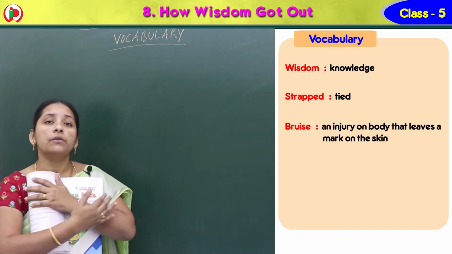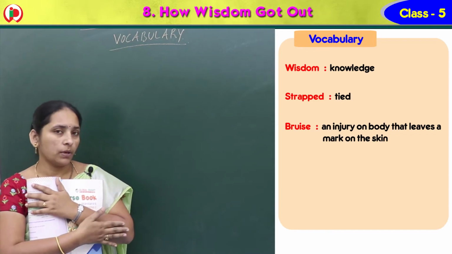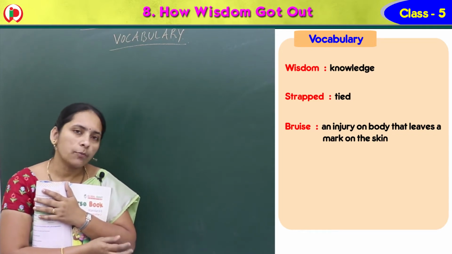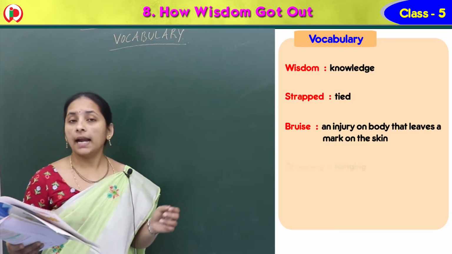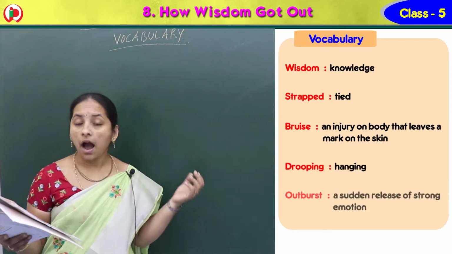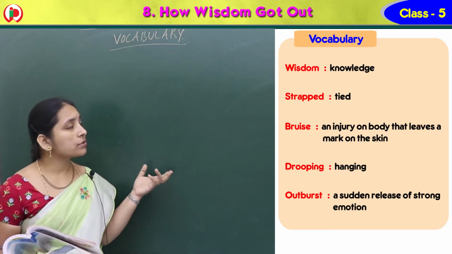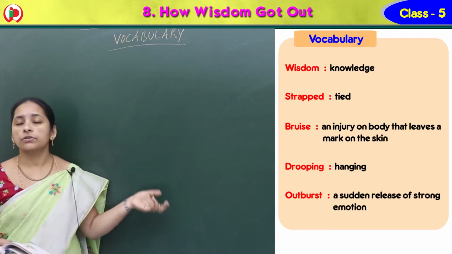Suppose if you fell down, the skin rubs out, so you get a little bit of blood, or else only the skin removes. So you get a little bit of pain, of course. So that we call a bruise. Okay, now the next one is drooping. Drooping means hanging. And outburst. Outburst means a sudden release of strong emotion.